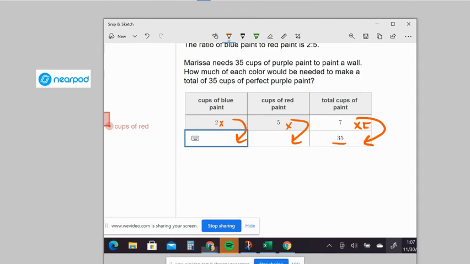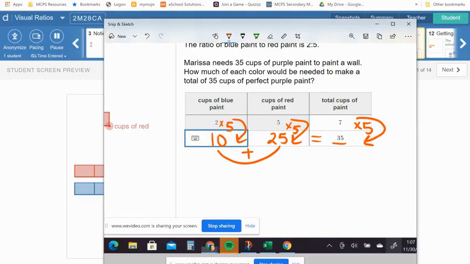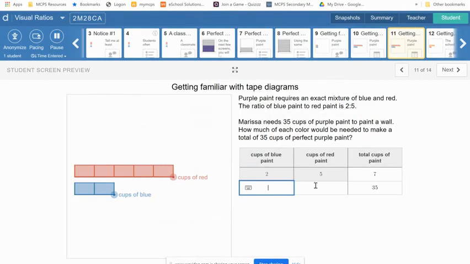So 7 times 5 equals 35, right? So that means I have to do 5 times 5, which is 25. And I also have to do 2 times 5, which is 10. So what happens when you add 10 plus 25? You get 35. So that's why that works. So that had to be 10, and that had to be 25, because 10 plus 25 is 35.